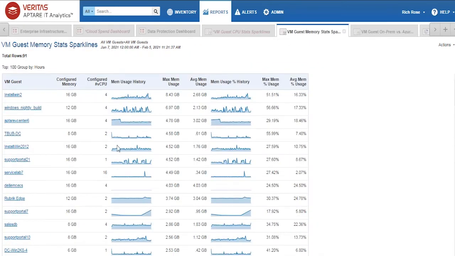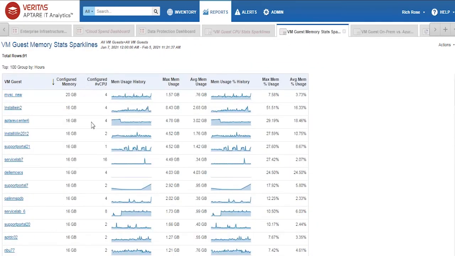So remember that system over here. Let's sort it and look at it, sorting by memory. That's Service Lab 7. Look, you can see its memory is hardly used. One day there was a little blip where there was actually some memory use. So we have all the numbers to substantiate that.